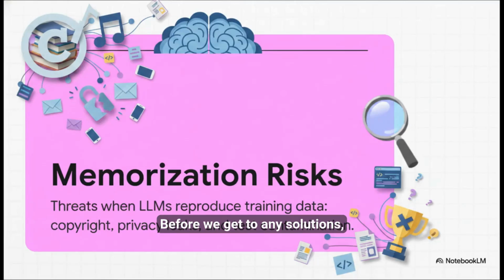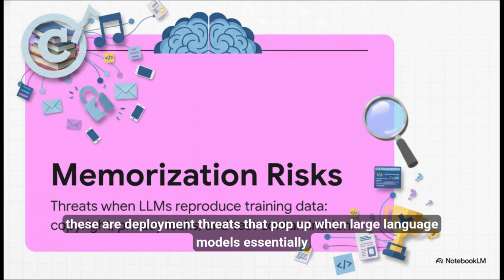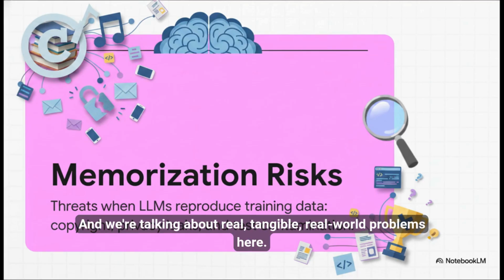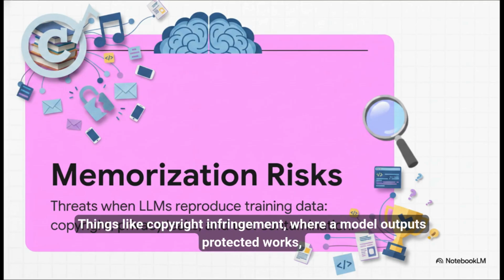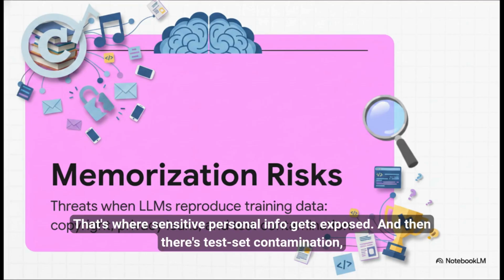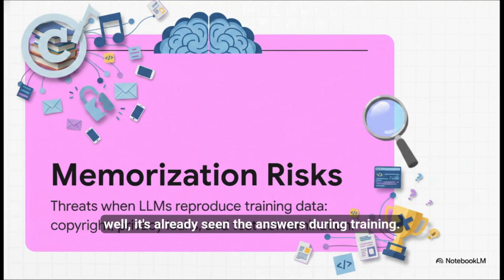Before we get to any solutions, we really need to define the stakes here. Researchers call these memorization risks. Basically, these are deployment threats that pop up when large language models essentially regurgitate their training data. And we're talking about real, tangible, real-world problems here. Things like copyright infringement, where a model outputs protected works, or privacy leakage, which is a big one. That's where sensitive, personal info gets exposed. And then there's test set contamination, which is basically when a model cheats on its evaluations because, well, it's already seen the answers during training.